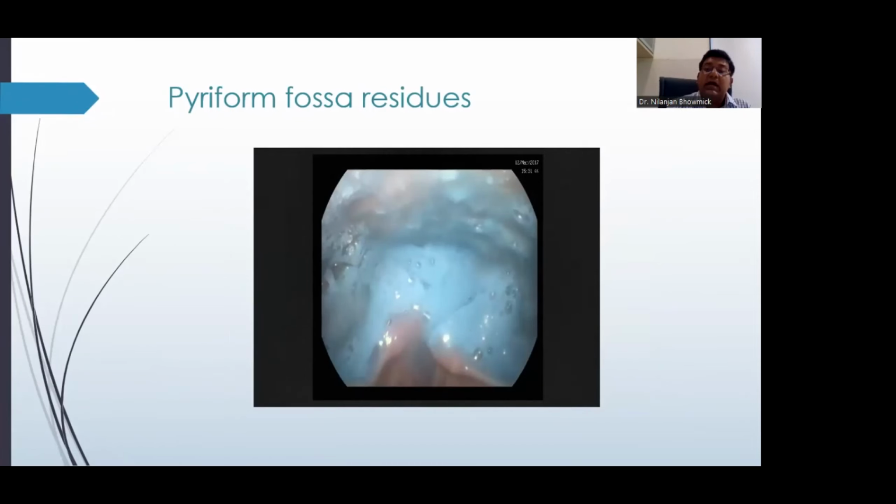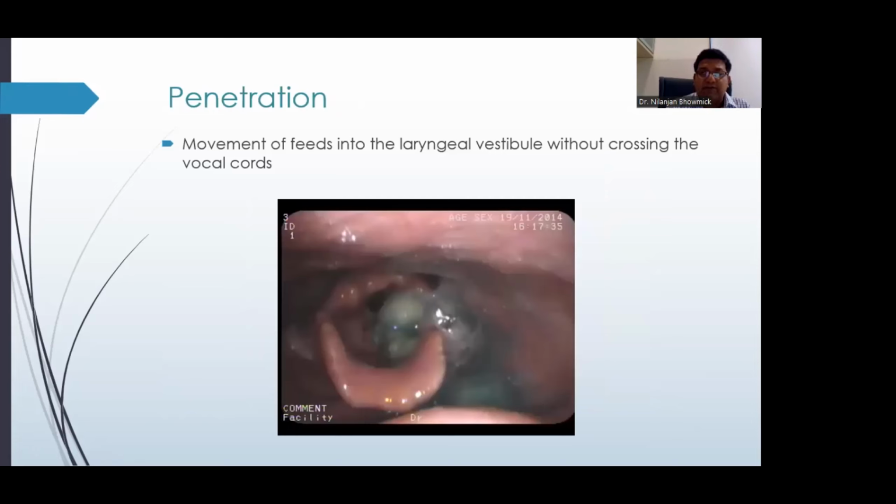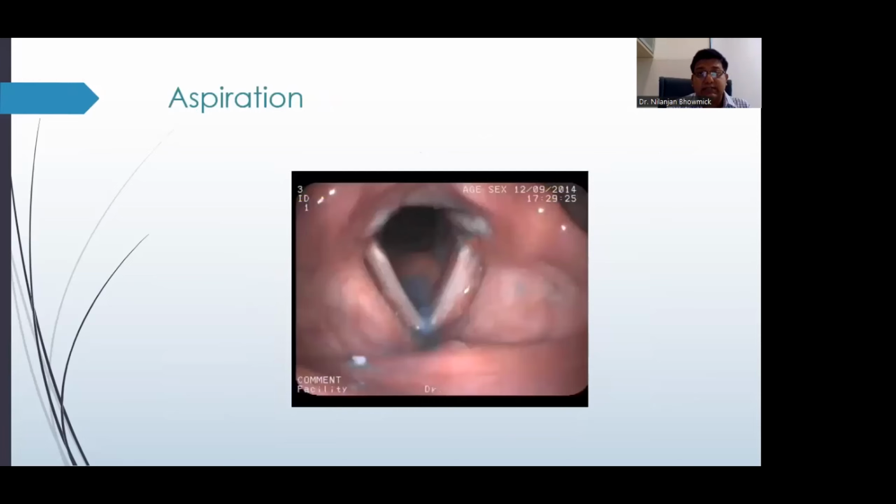Now, penetration is movement of the feeds into the laryngeal vestibule without crossing the vocal cords. What's important out here is to know that penetration is caused either because of a poor cricopharyngeal opening, because of increase in residues in the cricopharynx post-cricoid region, or because of spillage, as we have discussed earlier. What's again important is to note whether on subsequent swallows the patient can clear these penetrated boluses, or they go on to become aspirates, which look like this, wherein the food boluses move beyond the vocal cords.